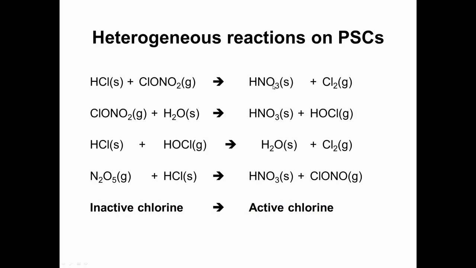And what happens on these crystals of nitric acid trihydrate, you can have the following reactions. So we know that HCl is formed from the reaction of methane and chlorine. That can react with the chlorine nitrate, the reservoir species, to release nitric acid and Cl2. The chlorine nitrate can also react with water on these nitric acid trihydrate particles to form nitric acid and HOCl. The hydrochloric acid can also react with the reservoir species HOCl to give you water and Cl2.